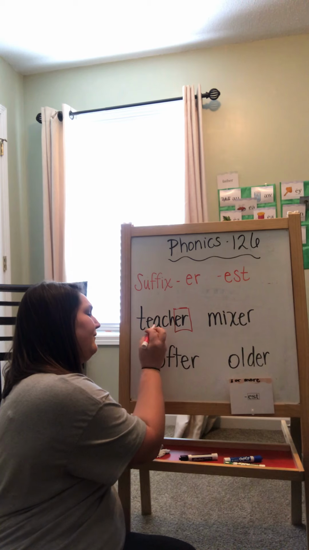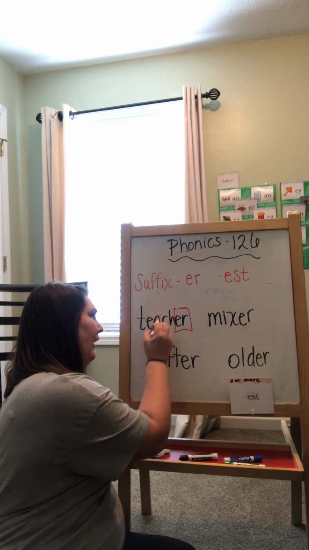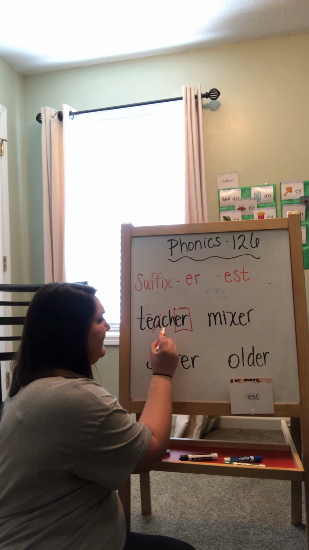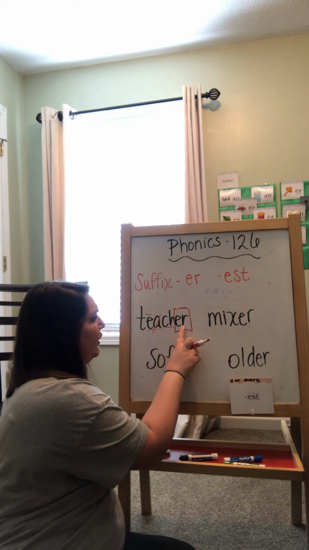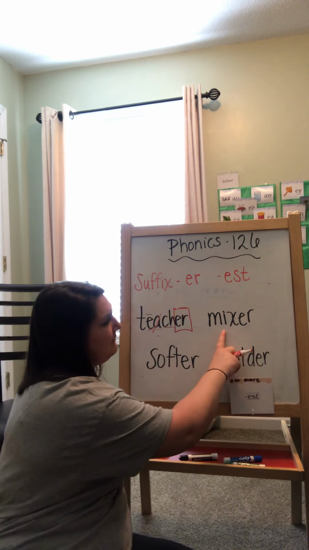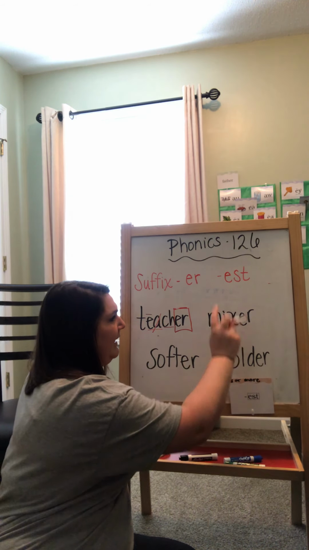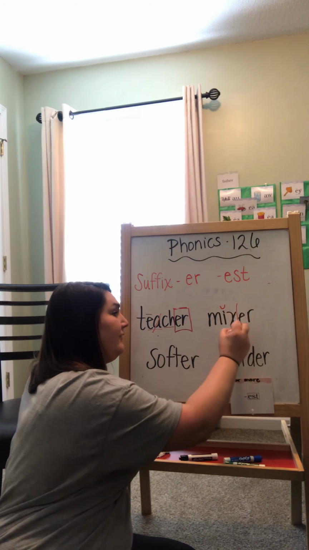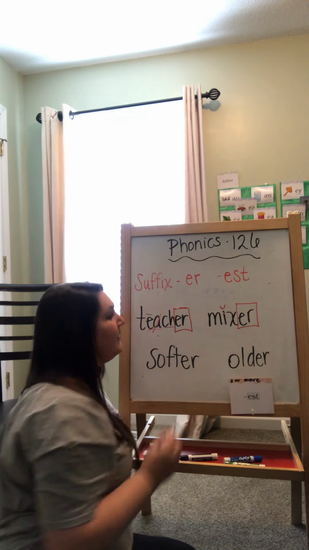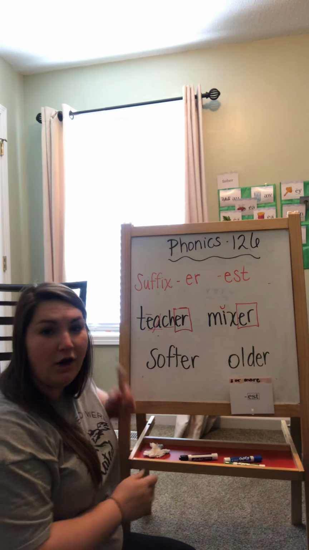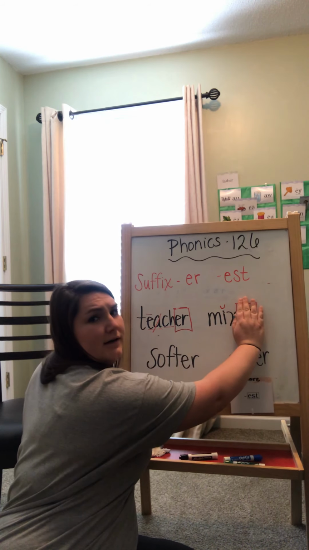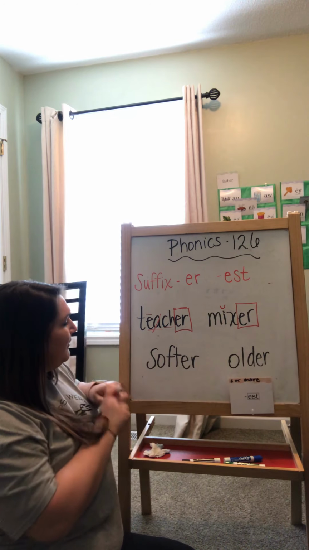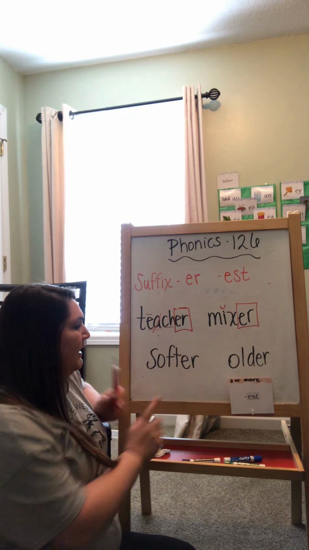I'm going to underline my vowel digraph ea, mark out the a, put a macron over the e, and also underline my digraph ch. Teacher. The next word is mixer. Put a breve over my i. Mixer. And then my suffix er, I'm going to box it up, because if I were to take away my suffix er, is mix a word? Absolutely. I'm going to mix the brownie batter. That is a word.